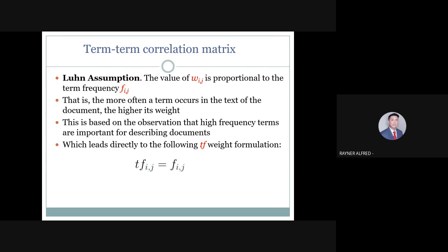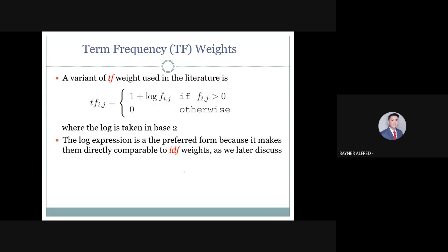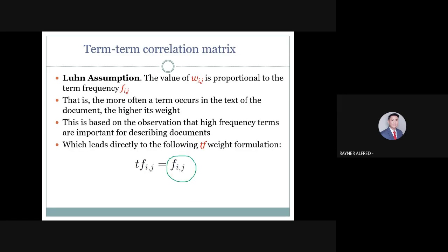Okay, when we look at the term correlation, we found that we can find two terms that are highly correlated to each other. So we use the term frequency in order to determine the frequency of each of the keywords that we have in the document. For example, this is a variant of the term frequency. This is your basic one.